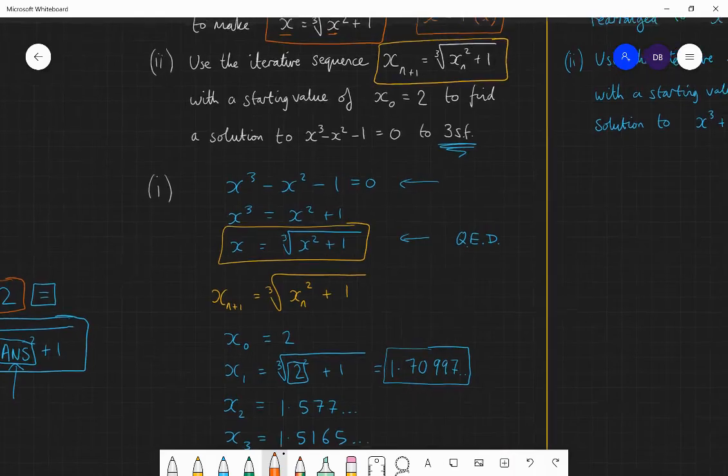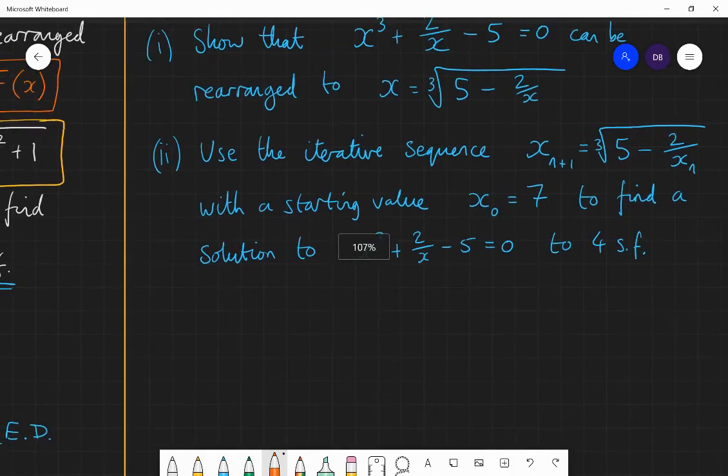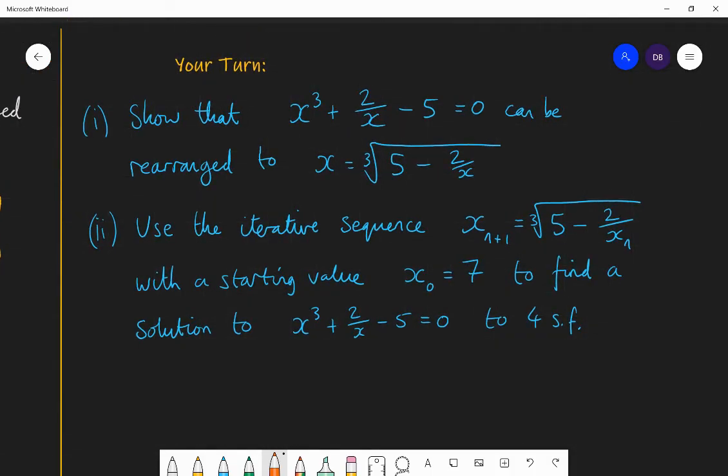Okay. Now, it's time for you to have a go at one. I want you to show that x cubed plus 2 over x minus 5 equals 0 can be rearranged to what it asks for there: that x equals the cube root of 5 minus 2 over x. And then it wants you to use the iterative sequence given there, that x n plus 1 is equal to the cube root of 5 minus 2 over xn, with a starting value x0 equals 7 to find a solution to the initial equation to 4 significant figures. Okay, so pause and have a go at that, and then I'll show the answer.